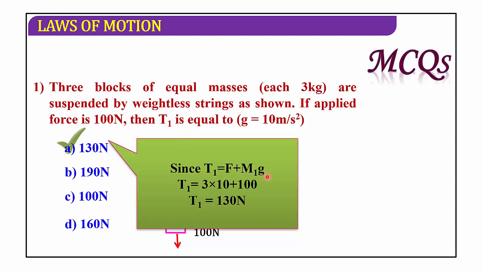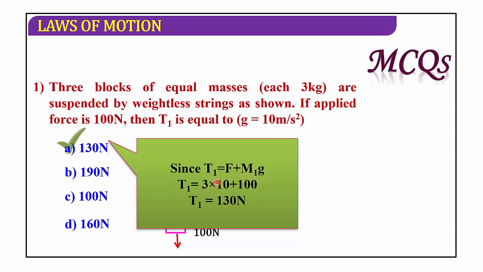If you want to calculate T2, then how do you write the formula? T2 equal to F plus M1 plus M2 into G. For T3, F plus M1 plus M2 plus M3 into G. Remember that equation? According to that equation, substitute T1 equal to. So, force is given, the mass of each object is the same, M1, and G.